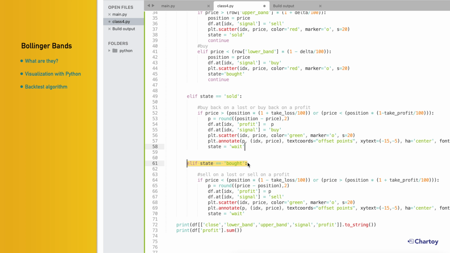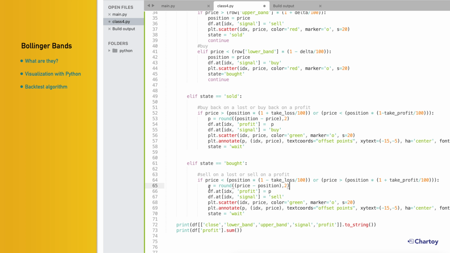So assuming we just bought the stock, we are now going to wait to take loss or to take profit. So here we take a loss if the price is lower than the position, the price we bought, minus take loss, which is 1%. So if the price goes down by 1%, we want to avoid more loss, right? So in this case, we go out. Or the price is larger than the position we bought by 1%: position multiplied by 1 plus take profit in percentage. That means it goes up by 1%. So if it goes up by 1% or goes down by 1%, we want to sell it.